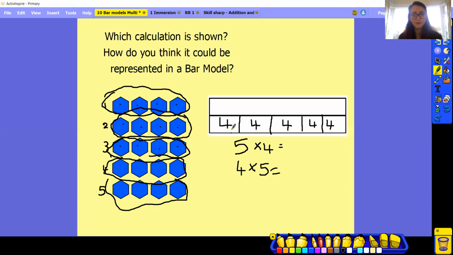So I'm going to do my 4s actually. I'm going to go 4, 8, 12, 16, 20. And we can double check that by doing our 5 times tables. We've got 5, 10, 15, 20. So I know my whole is worth 20. I know 4 lots of 5 equals 20.